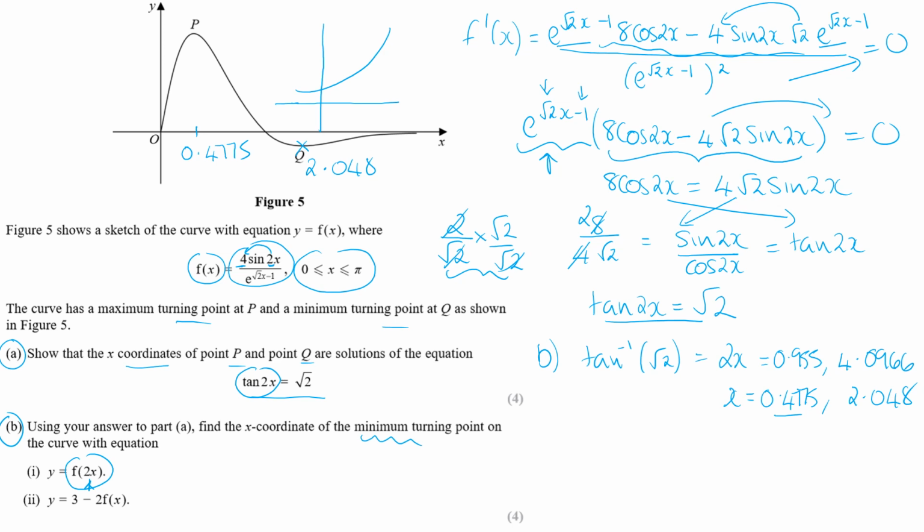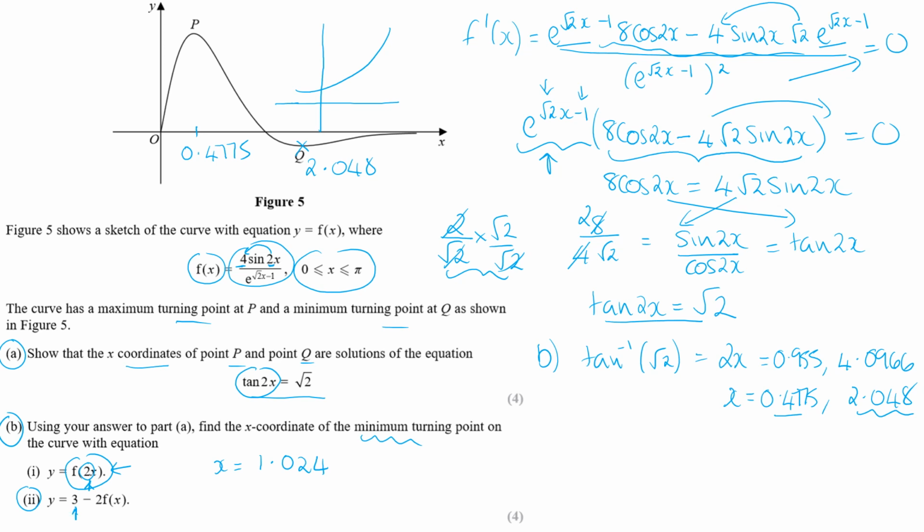2.048 of the function, and then thinking about the transformation, this 2 here is just going to halve that x-coordinate. So the answer for this one will be, the x-coordinate will be half of 2.048, which is 1.024.